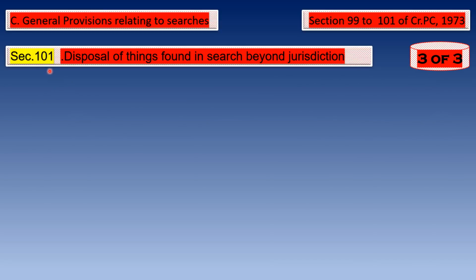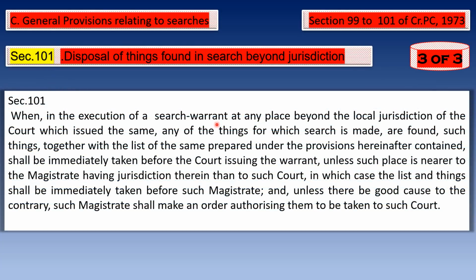Now, Section 101 says, when in the execution of a search warrant at any place beyond the local jurisdiction of the court which issued the same, any of the things for which search is made are found, such things, together with the list of the same prepared under the provision hereinafter contained, shall be immediately taken before the court issuing the warrant, unless such place is nearer to the magistrate having jurisdiction therein than to such court, in which case the list and things shall be immediately taken before such magistrate, and unless there be good cause to the contrary, such magistrate shall make an order authorizing them to be taken to such court.